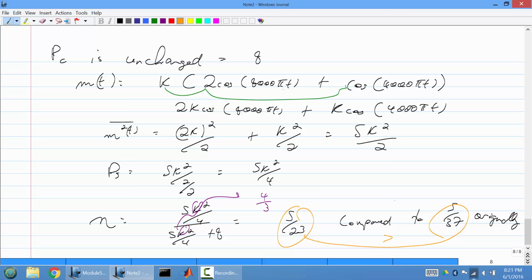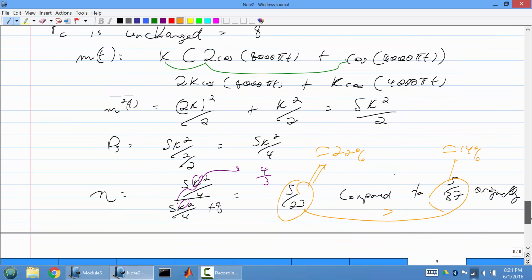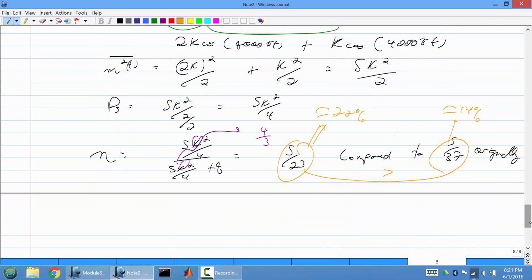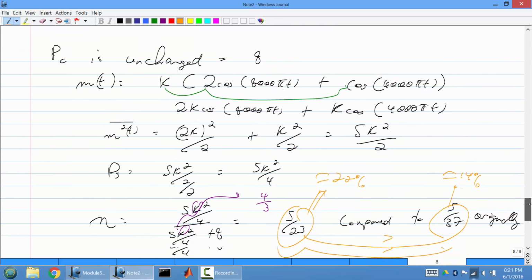I believe this is about 22%, and the other is about 14%. So this is roughly 22%, and this is roughly 14%. So even though there's about an 8% increase, it's not something to write home about, I guess. Okay, so that's what happens when you change the amplitude. All right, what's the last part?